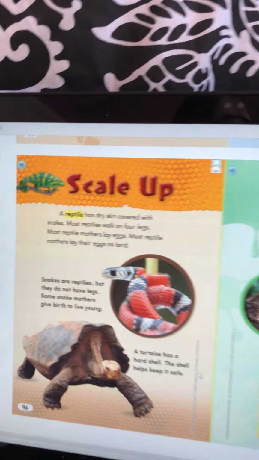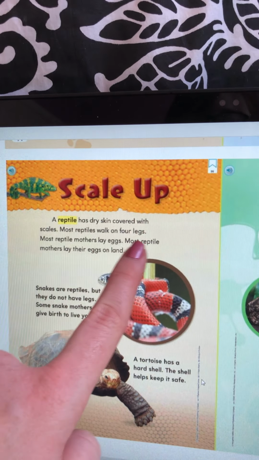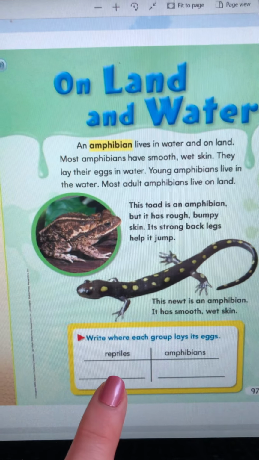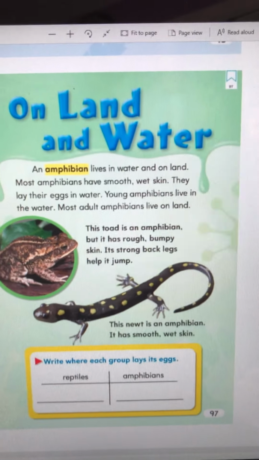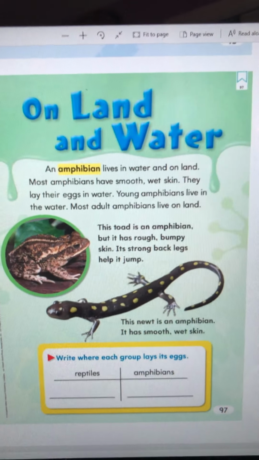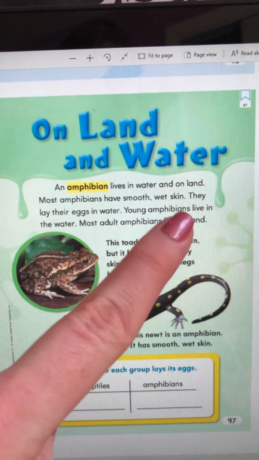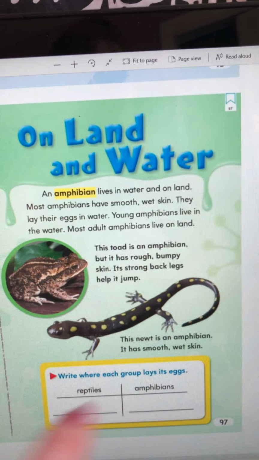Let's see if we can find it in our reading. Oh, I see the word eggs right here. Most reptile mothers lay their eggs on land. So right here, you would write the word land. And then over here, where do amphibians lay their eggs? Right here, it says they lay their eggs in water. So you would write water right there.